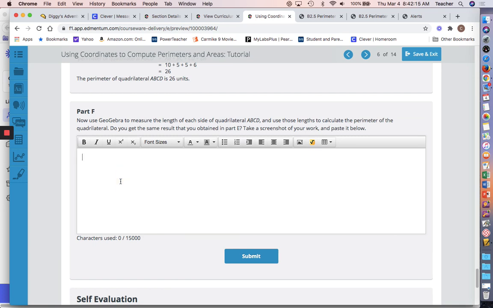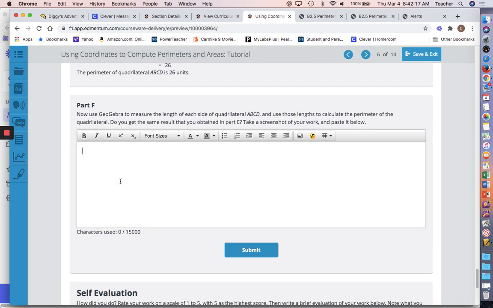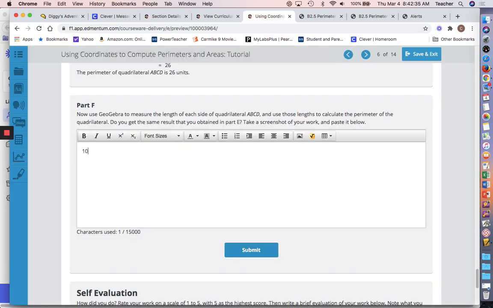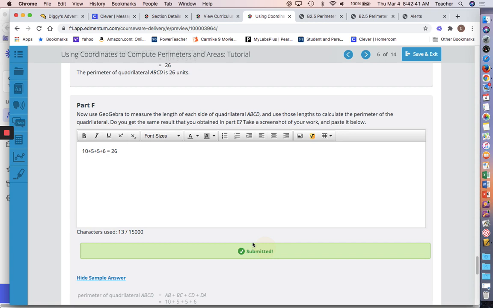All right, part F. All right, last one. I got a self-eval coming up. All right, now use GeoGebra to measure the length. Oh, I've already done that. Yeah, I already did that because I wanted to prove it as I went. All right, so do you get the same result? Yeah, you're going to get the same result. So I apologize. I'll do it again. 10 plus 5 plus 5 plus 6. That's going to be 26. I did better that time.